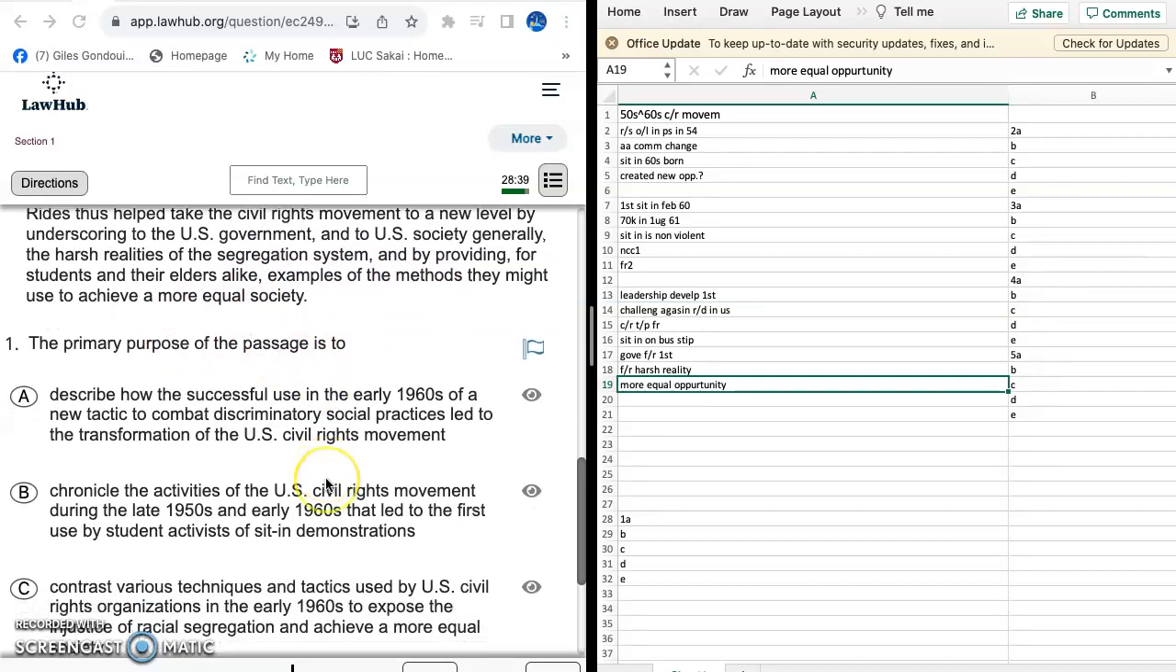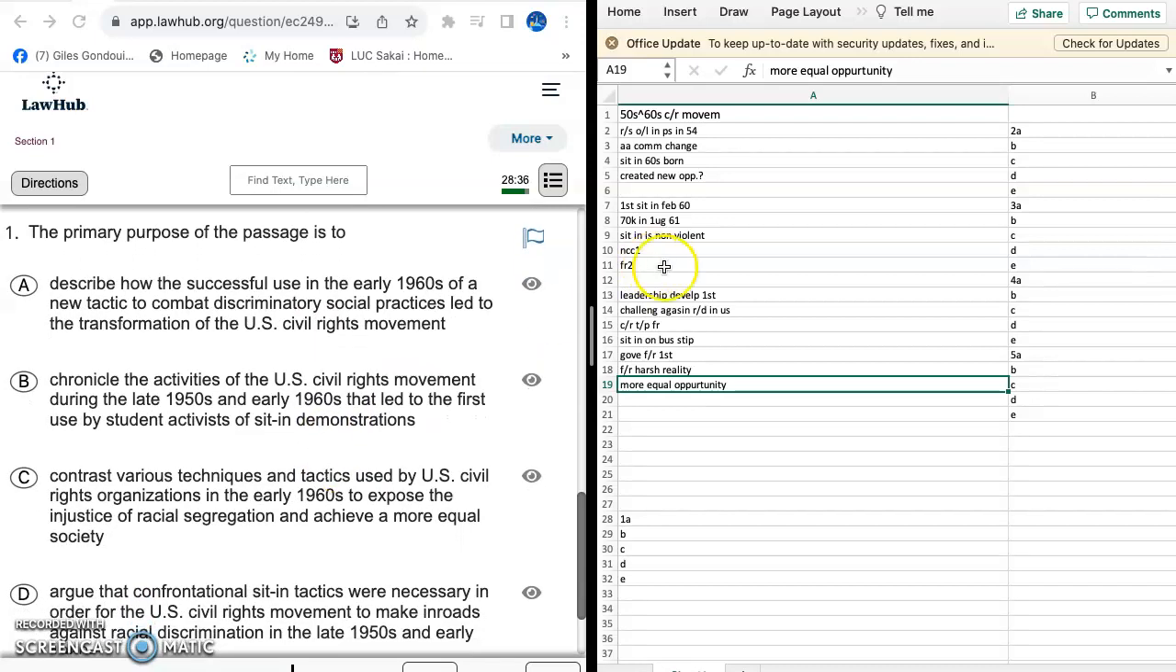So right now, a recap on the third paragraph. Leadership developed for the first time, a challenge against racial discrimination in the U.S. The turning point for the civil rights movements was the Freedom Riders. They did the method of sit-ins at bus stops and other facilities. The government decided to protect the Freedom Riders for the first time because of their safety. Harsh reality means that they were willing to show people the real reality of what's going on, and their goal is for more equal opportunity.